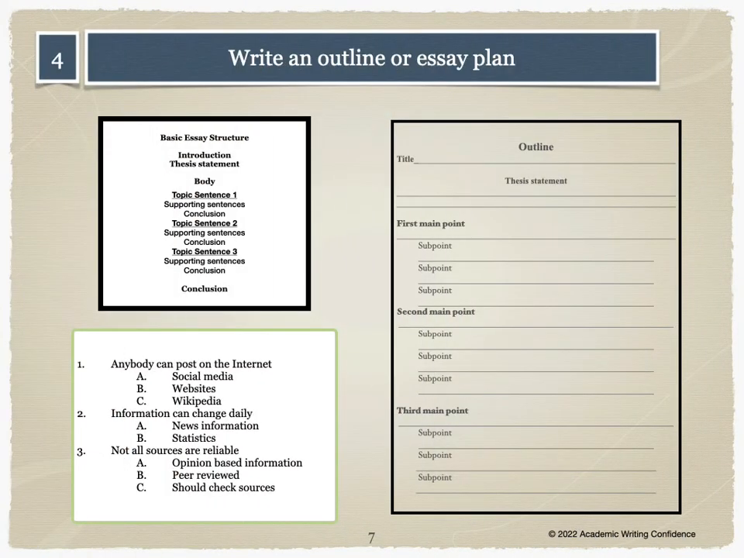Step number 4 is to write an outline or an essay plan. This is a very important part of writing a good academic essay. Here are 3 examples of what an outline or an essay plan might look like. By filling in this information, your essay will be more organized.